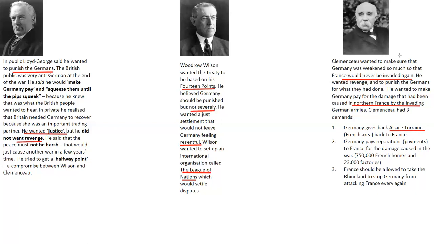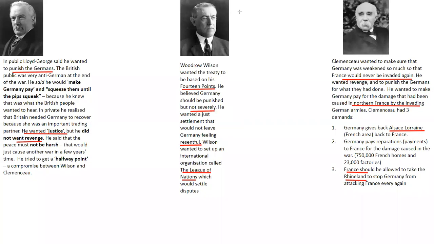Clemenceau wanted Germany to pay reparations to France for the damage they caused, with 750,000 French homes being destroyed and 23,000 factories. They wanted Germany to foot the bill. France should be allowed to take the Rhineland to stop Germany from ever attacking France again. The Rhineland is on the border of Germany and France. Clemenceau wanted France to take over this to stop Germany from attacking France ever again.